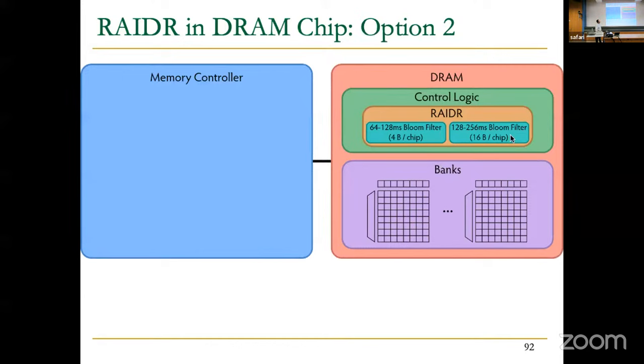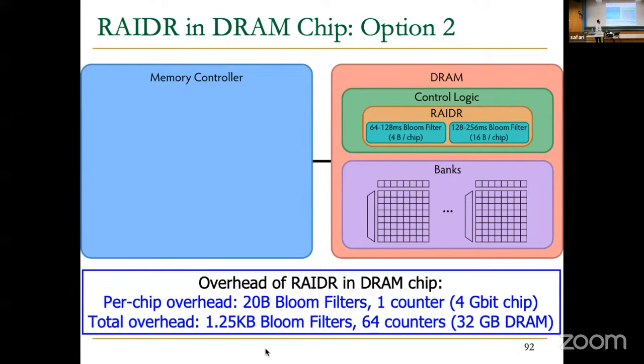But in this case, when you go to the profile of a chip, you get much smaller filters for each chip, 4 bytes and 16 bytes. And the per-chip overhead is significantly smaller. And the total overhead is, again, similar.